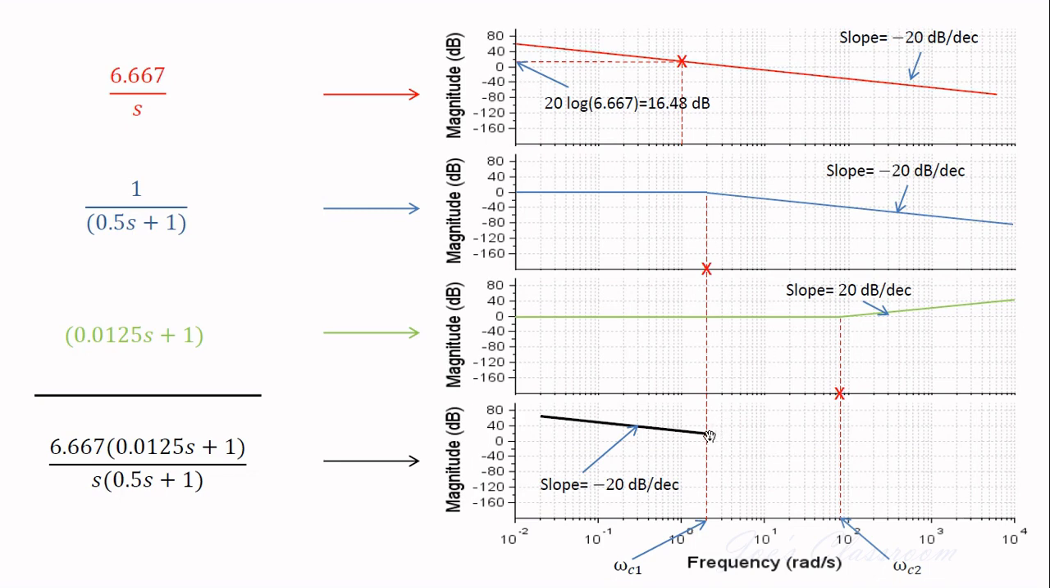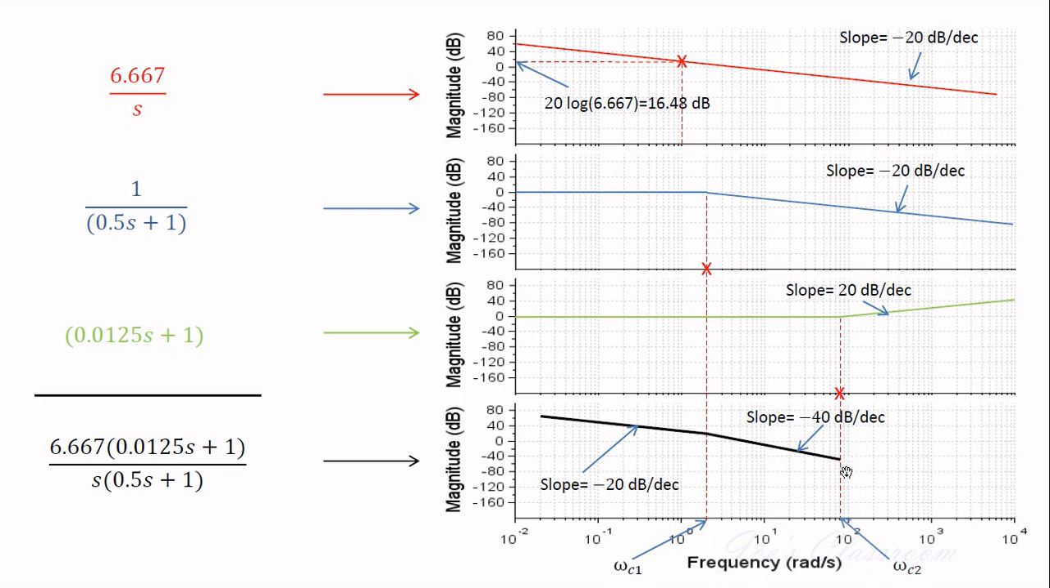So the line is going to start from this point, and the line will have a slope of minus 40 decibels per decade. Okay, so go to one decade, come down by 40 decibels, mark the point, connect it. Okay, you got a line with minus 40 decibels per decade.